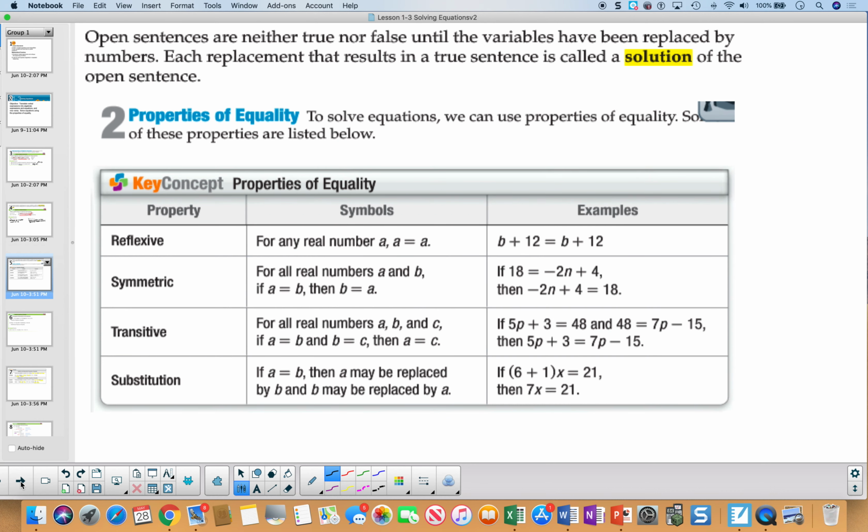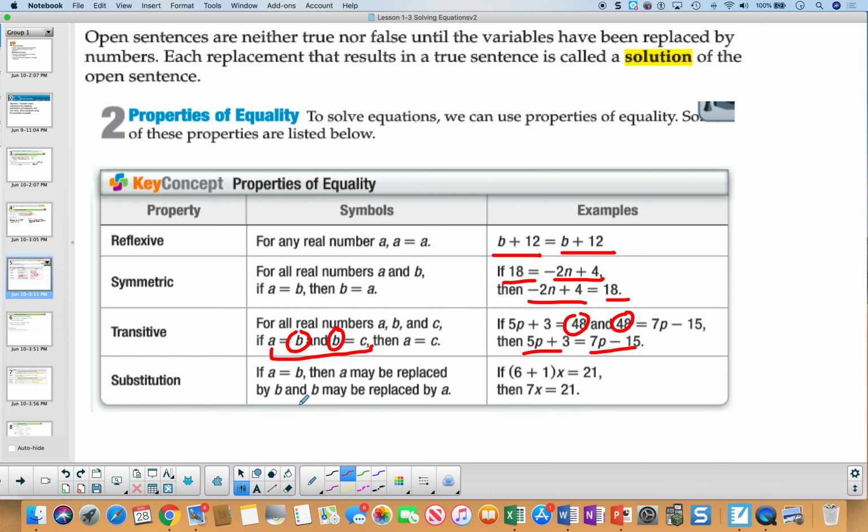Properties of equality. There are 4 of them. Reflexive is when something is equal to itself. So in this case, b plus 12 is equal to b plus 12. Symmetric is when two things are equal to each other, they're equal to each other in reverse. Notice that these two are equal to each other, and they're also equal to each other in reverse. Transitive is when two things are equal to the same thing, they must be equal to each other. And so these two expressions are both equal to 48, so these two expressions must be equal to each other.